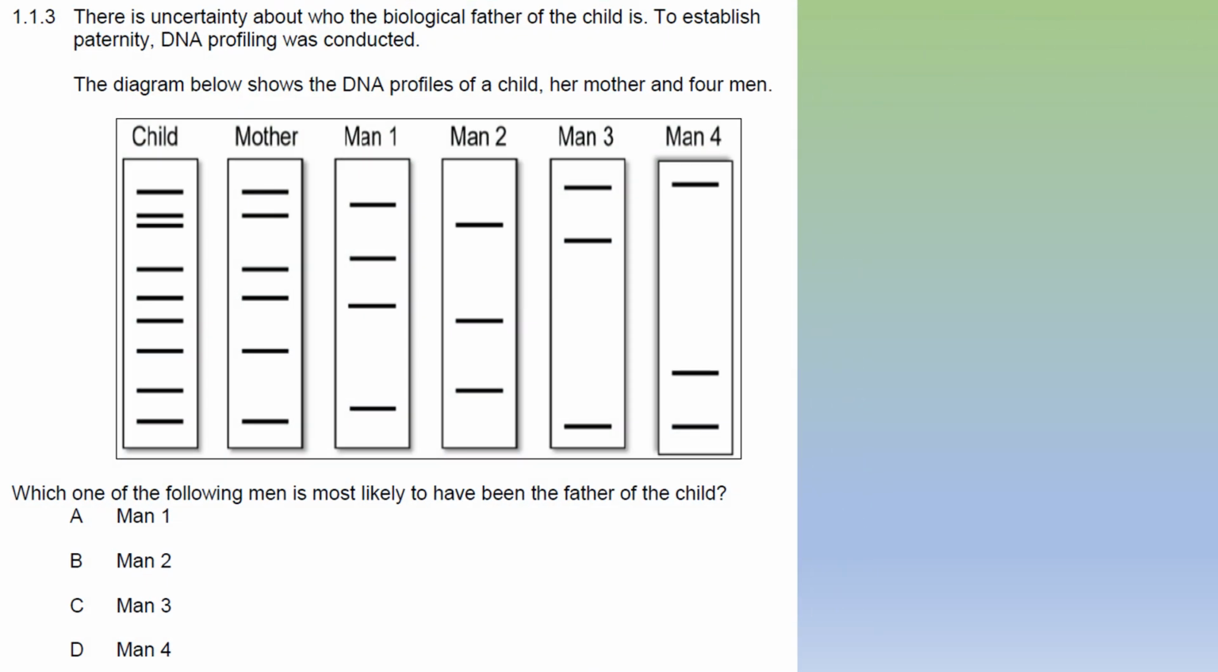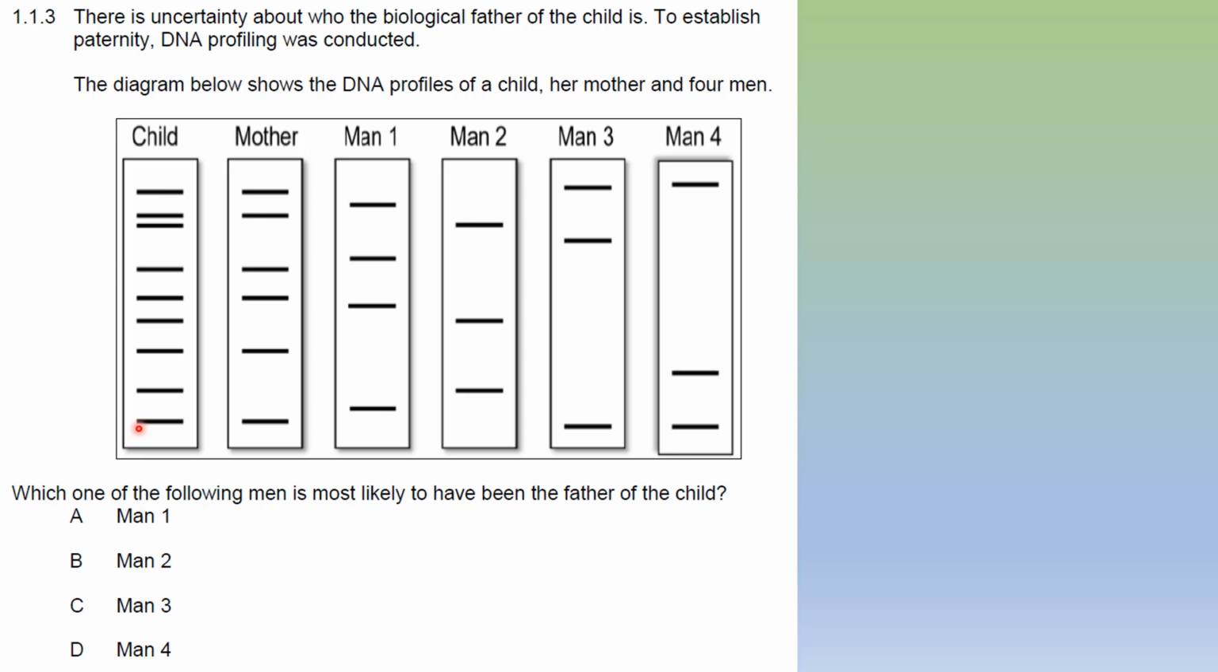So now we have another application question. This one I particularly like because it's looking at who the possible biological father could be. We have a child and a mother, and there are 4 possible fathers. Here it's slightly different because remember, it has to be a combination of both parents' DNA. So the bars need to be a combination of both mother and father to give us the child. So this is how we would work this.